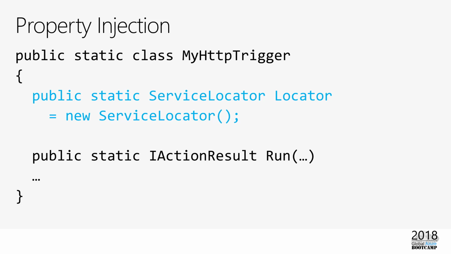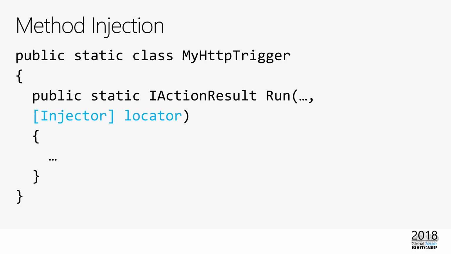So for the property injection, we define a static property in a function class and instantiate the service locator in there, and use that service locator, and we pull out the dependencies within the function method. In the method injection, we define an injector parameter. We introduce an injector parameter into the function method. That's the method injection, right?